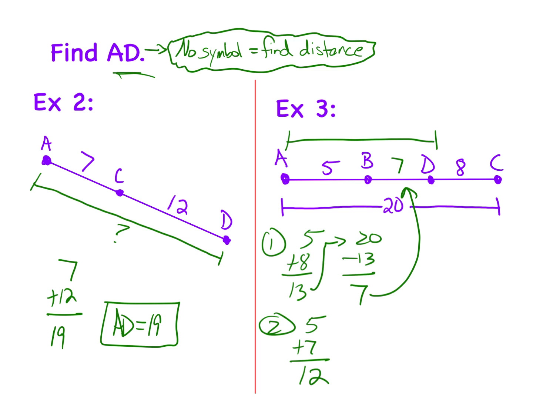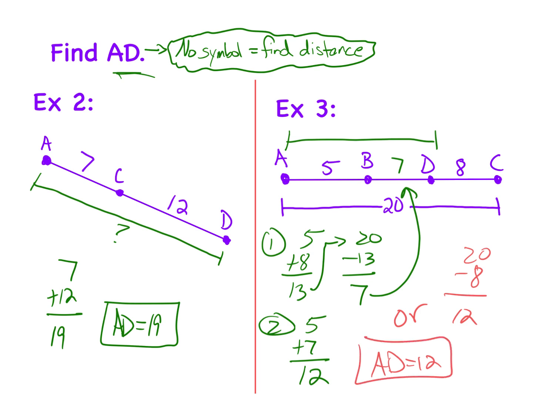Here's the other way. The total is 20. This little part is 8. I can do 20 minus 8, and it'll give me that whole part. 20 minus 8 gives me 12. So either way gets you the answer. So AD equals 12. And that's it.